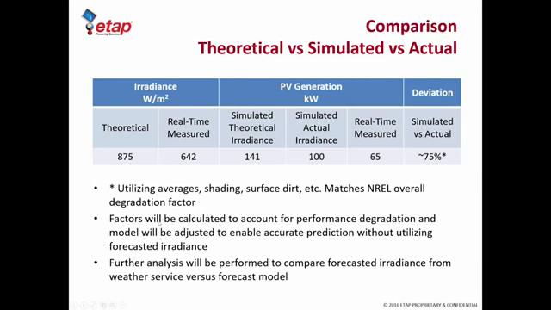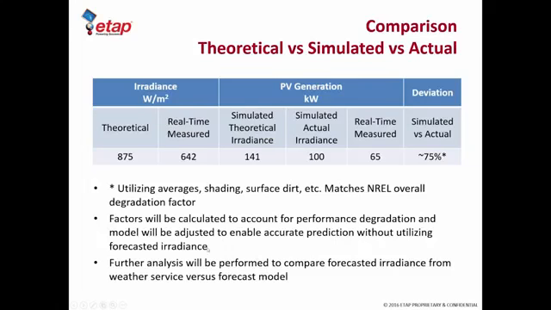So what we intend to do is come up with factors for each of these items: the averages, the shading, the surface dirt. And we're going to essentially adjust our model so that we can get a little bit more accurate prediction, a little bit more accurate what-if, without really using forecasted irradiance.